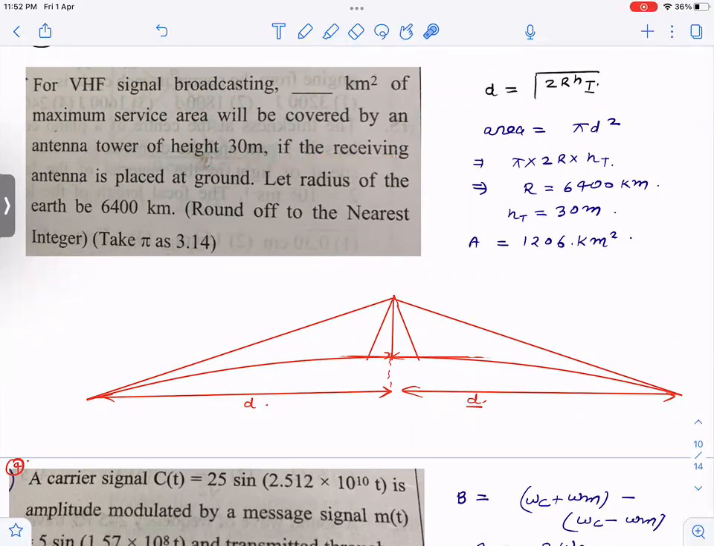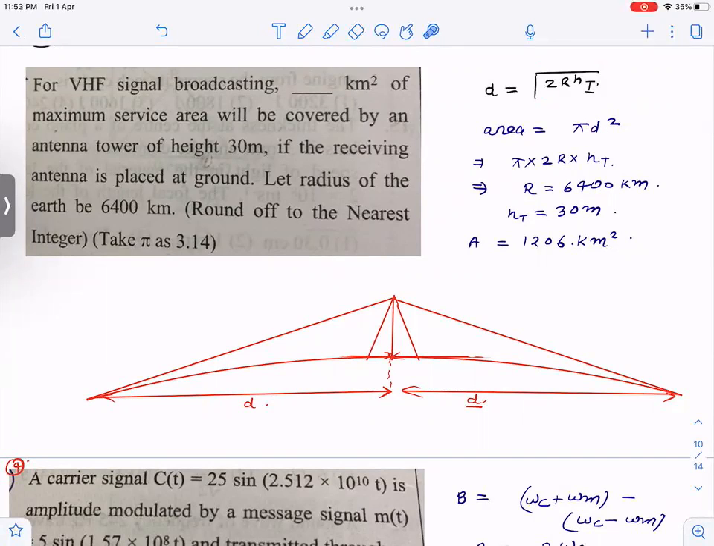If the receiving antenna is placed at ground, right? And let the radius of earth be 6400 kilometer. So the receiving antenna doesn't have any height. So what will happen now? See, this is the antenna, correct? And this antenna will give signal up to here. We have seen when this line becomes tangent to the surface of earth. So this is D, this is also D. We have to find out the area. D is equal to root of 2 R HT, the same formula. Area is pi d square. That's it. Question is solved.